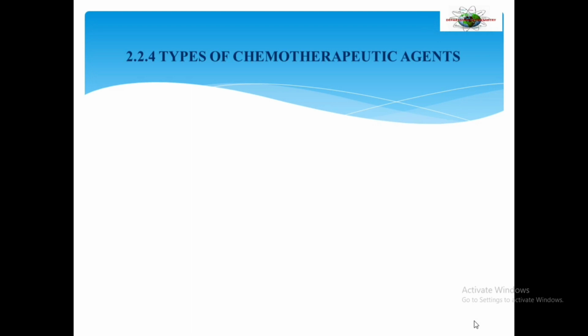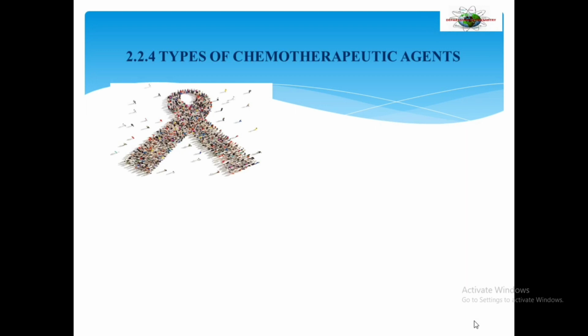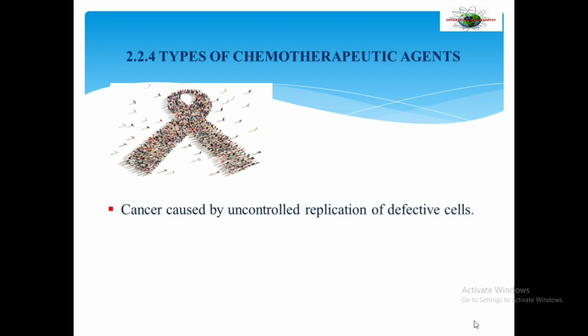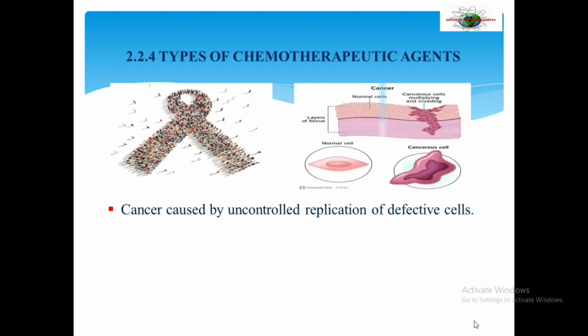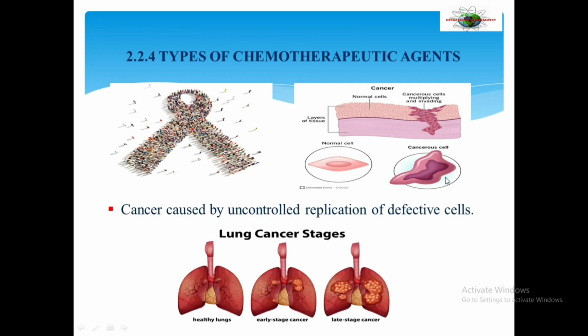Before going to the next type of chemotherapeutic agents, we will discuss cancer. Cancer is the second leading cause of death across the world. This cancer is caused by uncontrolled replication of defective cells. This is the normal cell and this one is the cancerous cell. One of the most commonly occurring cancers across the world is lung cancer. These are the different stages of lung cancer.